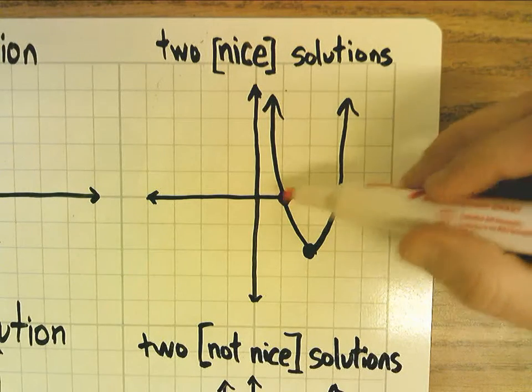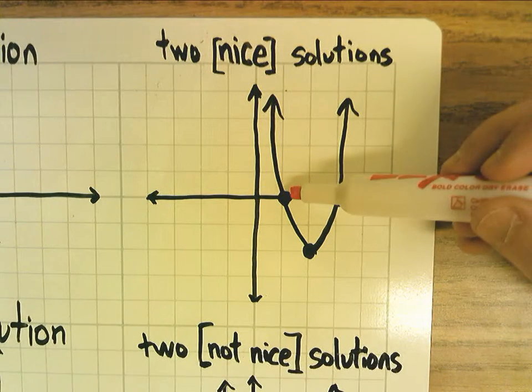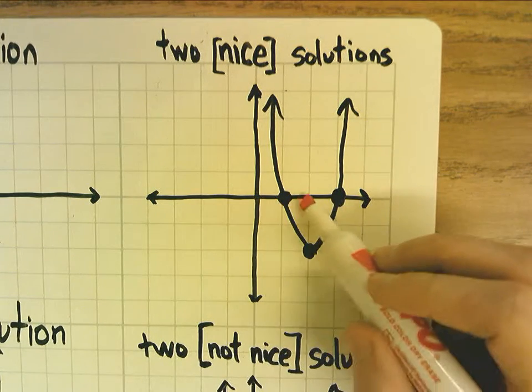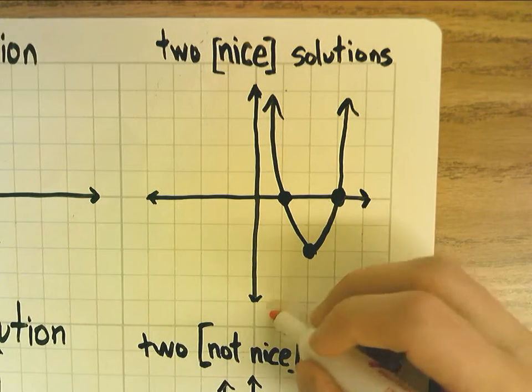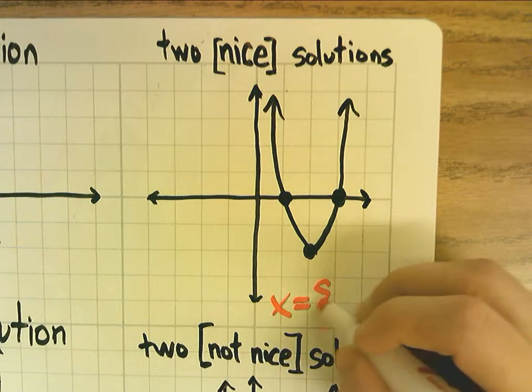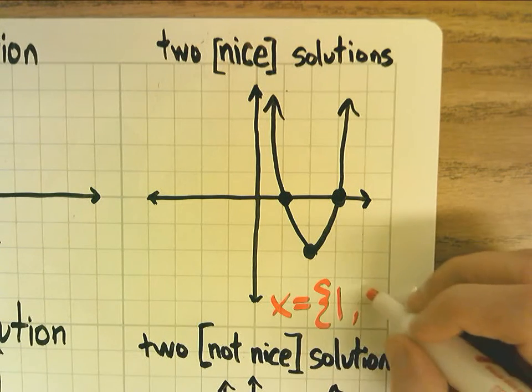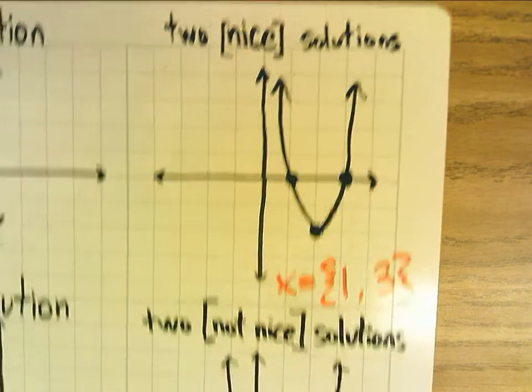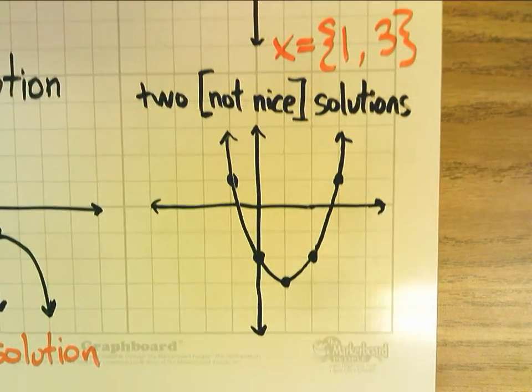In this case, these are nice whole numbers. Let's take a look at this one right here. This one crosses at x equals 1. And this one right here would be 1, 2, 3. So this is x equals 3. So we could write x equals 1 and 3.